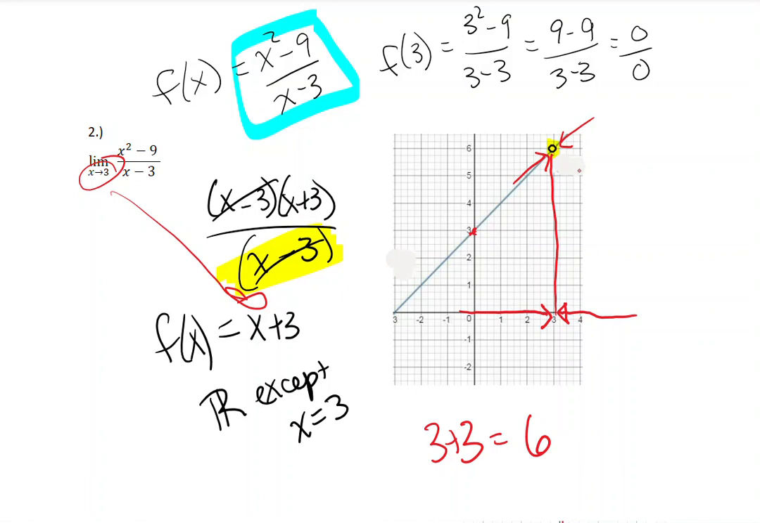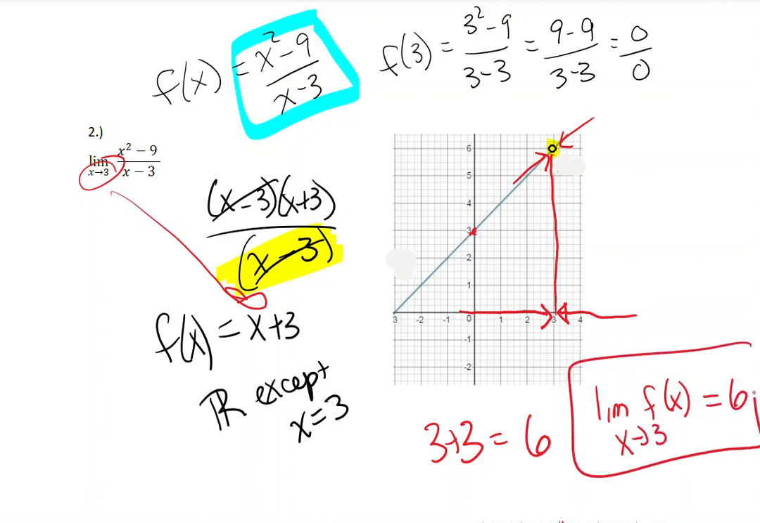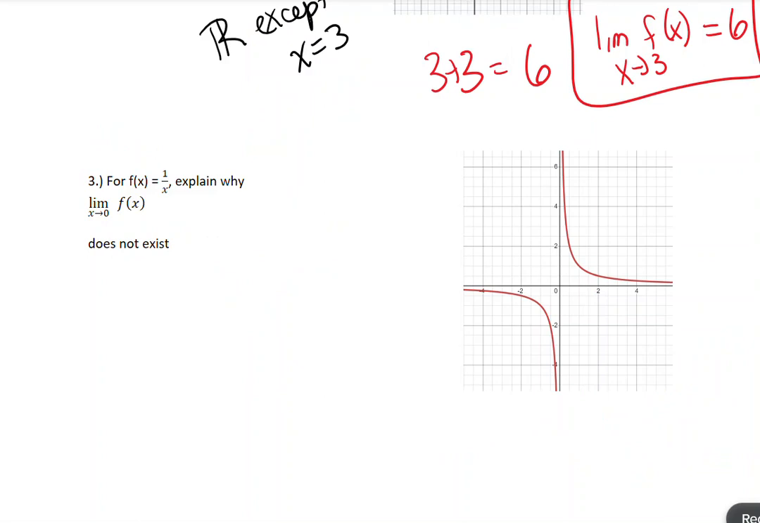At this hole in the graph, or this popped point, which is (3, 6), what we say is the limit of f of x as x approaches 3 will equal 6. I'm going to come back to number 3 right after our theorem in a couple minutes.